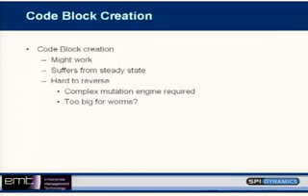Like we said, it might work. It suffers from steady state, right? Eventually you're going to end up with nothing but one-line functions, and that's all your code is. It's very hard to reverse. And again, we need a very complex mutation engine to collapse them, and that would be pretty big to have as the payload of a worm.